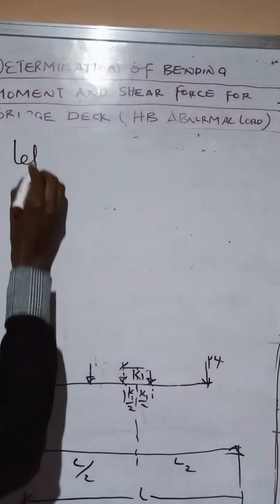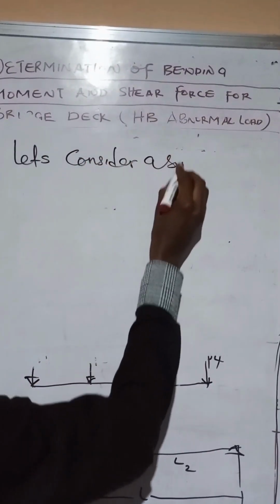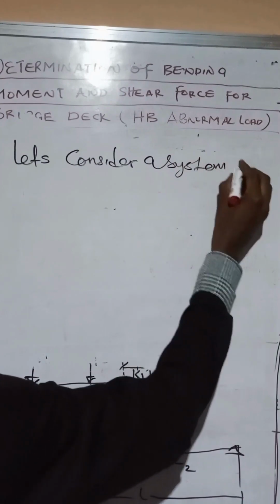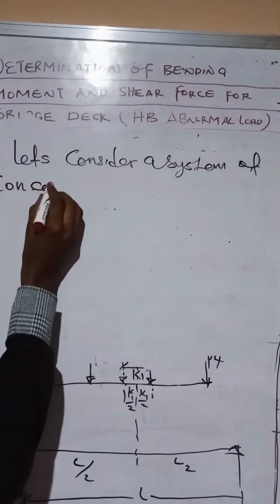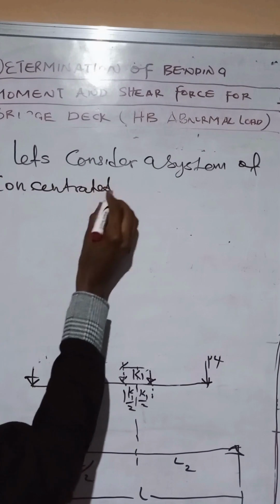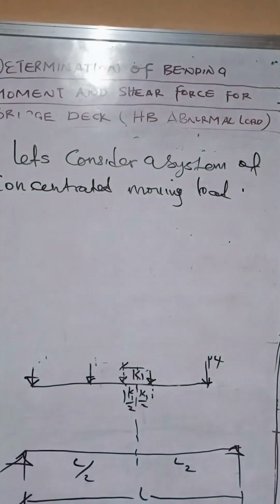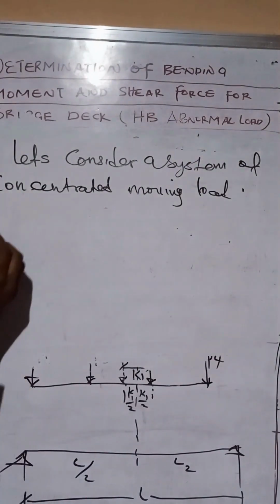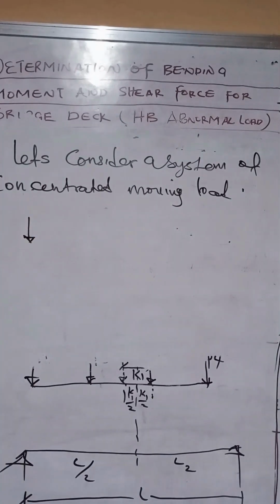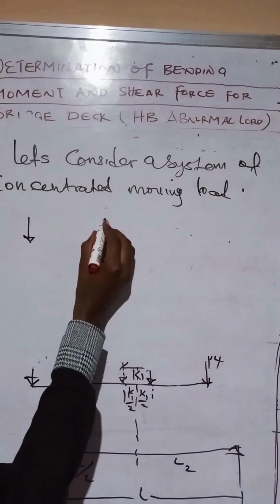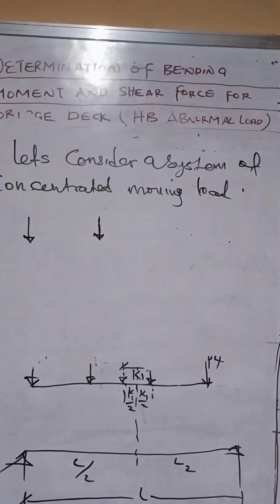Let's consider a system of concentrated moving load. So if we do that, let's say we have it as this. Okay, we have this as this. I'm not drawing it to scale, so don't mind my drawings.